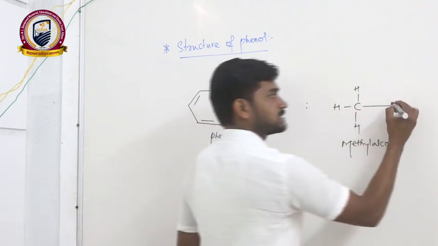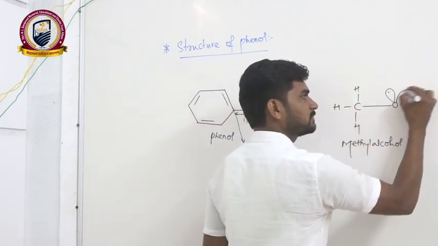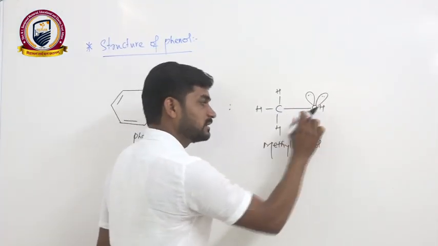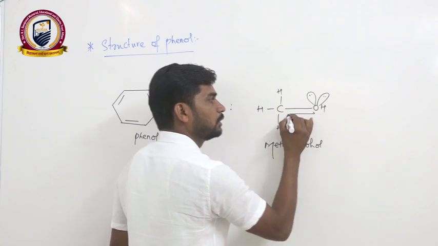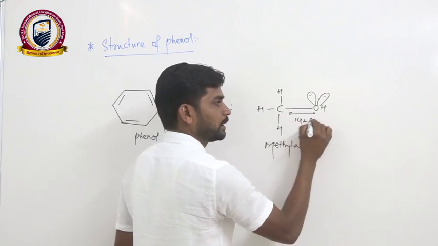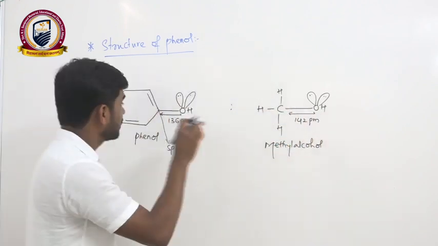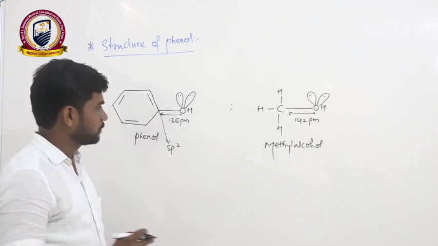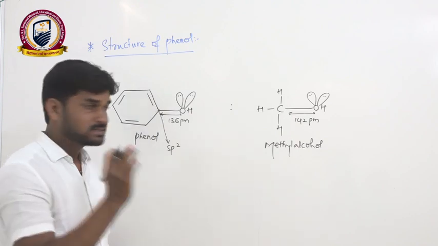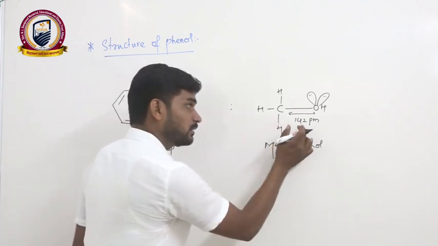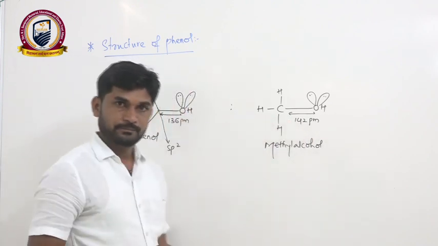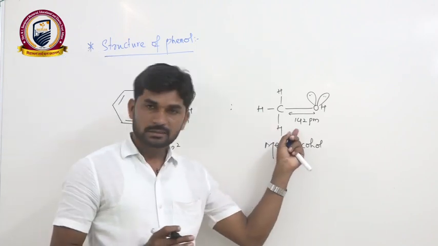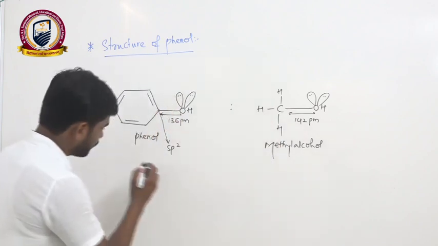So these are alcohols, and this is phenol. Here it also consists of lone pairs of electrons, right? And the bond length between carbon and oxygen in methyl alcohol is about 142 picometer, which is larger than that of phenol. So phenol has a bond length of 136 picometer. We have to discuss the reason behind this change in the bond length. The bond length of phenol is much lesser than the corresponding methyl alcohol.